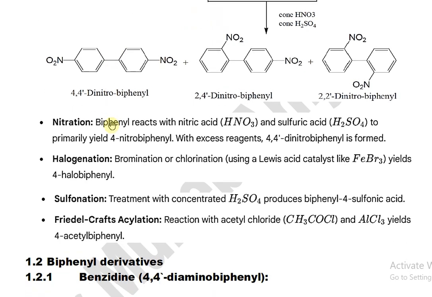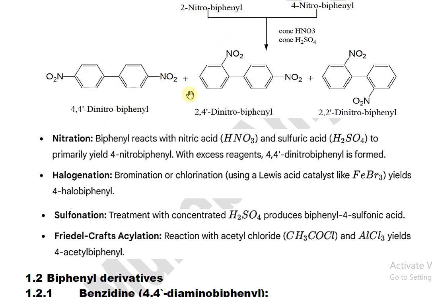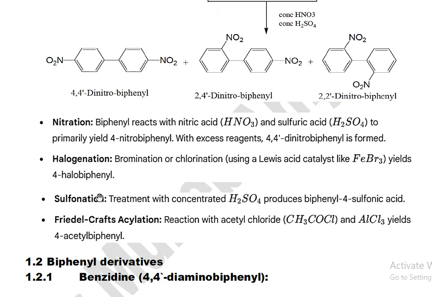So it is so clear for us here. Nitration, halogenation, sulfonation, and Friedel-Crafts acylation, all of these are types of electrophilic aromatic substitution.